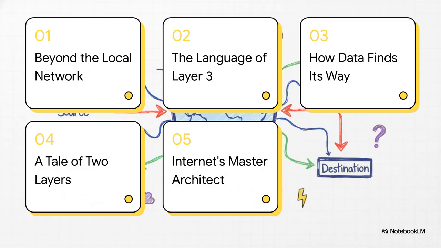So, here's what we're going to cover. First, we'll look beyond the local network to really understand the problem Layer 3 was designed to solve. Then, we'll learn its language. We're talking IP addresses and packets. We're going to uncover how data actually finds its way through routing, compare Layer 3 with Layer 2 to see how they work together, and finally, really understand why Layer 3 is the master architect of the entire internet.